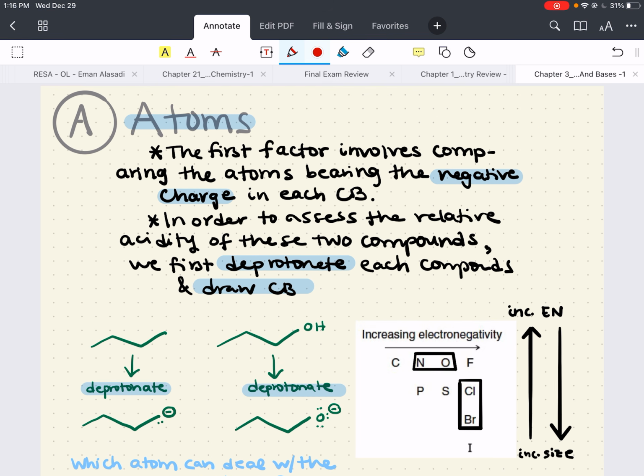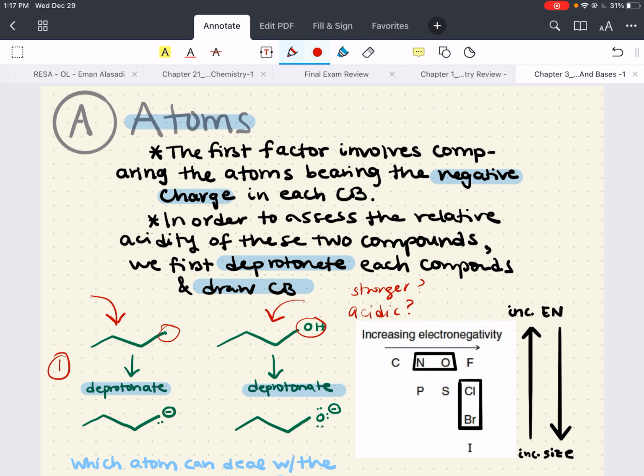We're starting off with these two examples. We want to compare this molecule and this molecule. Which one is more acidic? Which one is a stronger acid? We don't remember the pKa values for either of these. Our first step is to go ahead and deprotonate both of these.